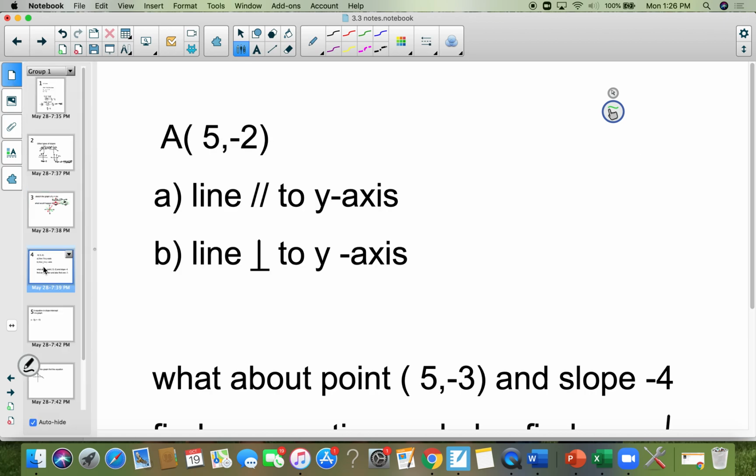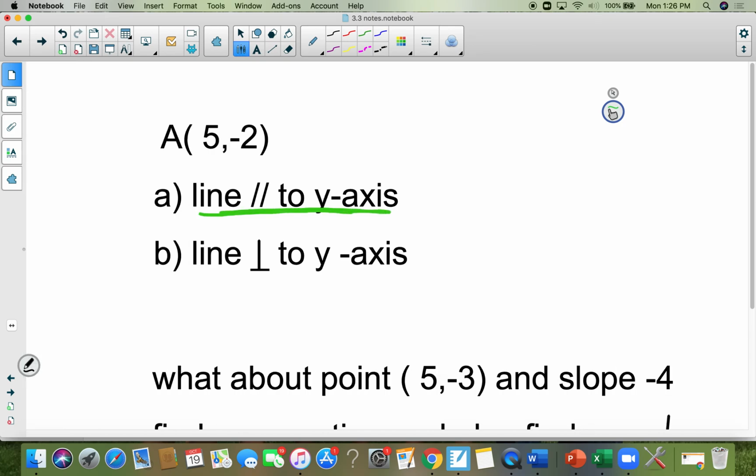The next part, you're supposed to find a point parallel to the y-axis. So that goes through 5, -2. 1, 2, 3, 4, 5, -2. There's 5, -2. They want you to come up with a line parallel to the y-axis. A line parallel to the y-axis.